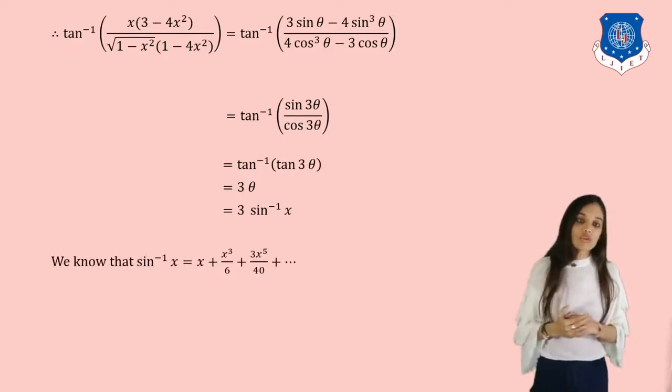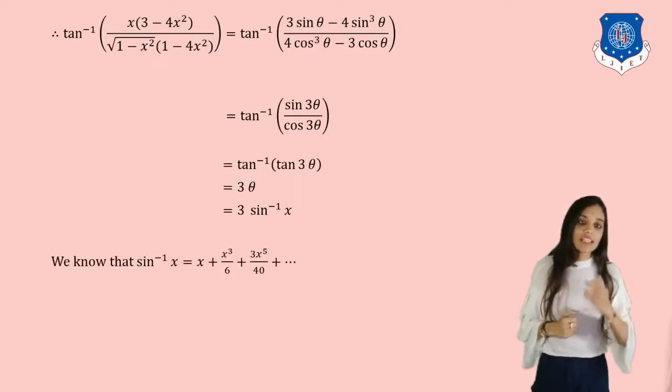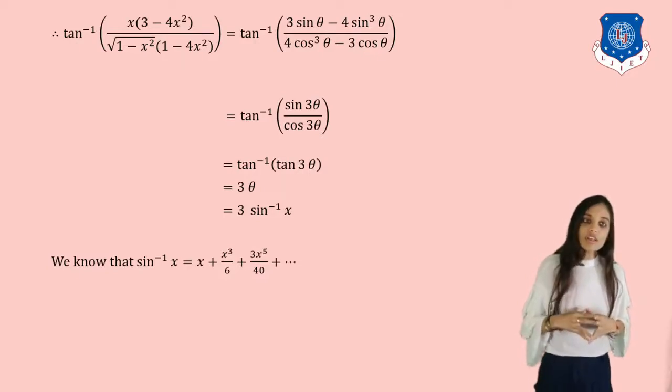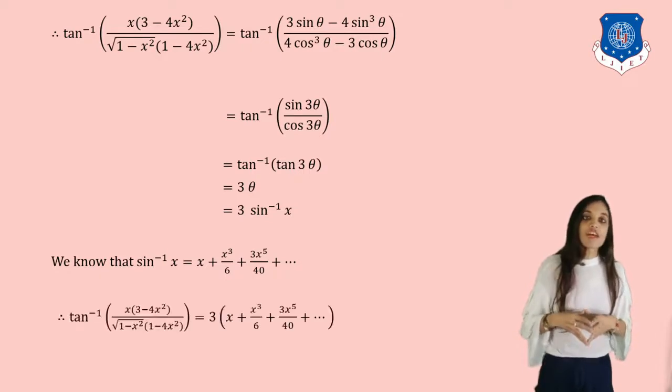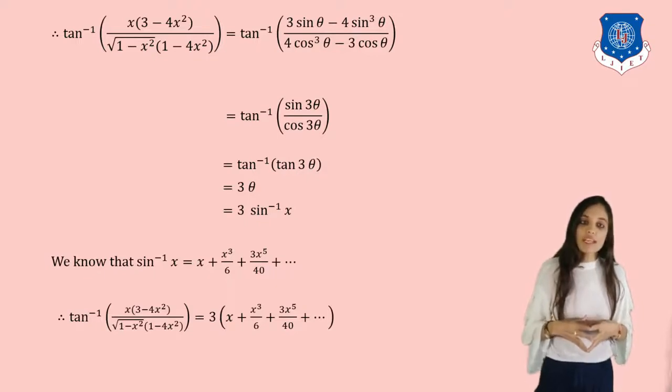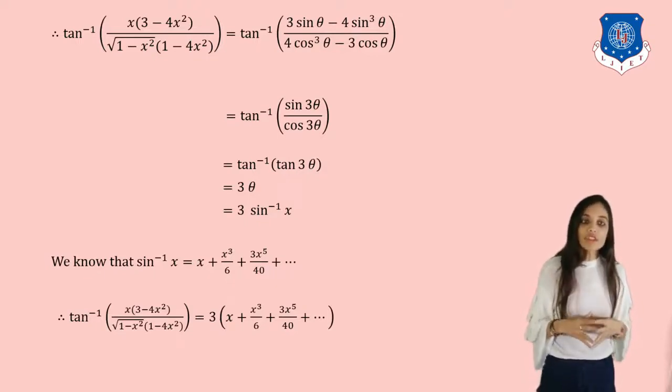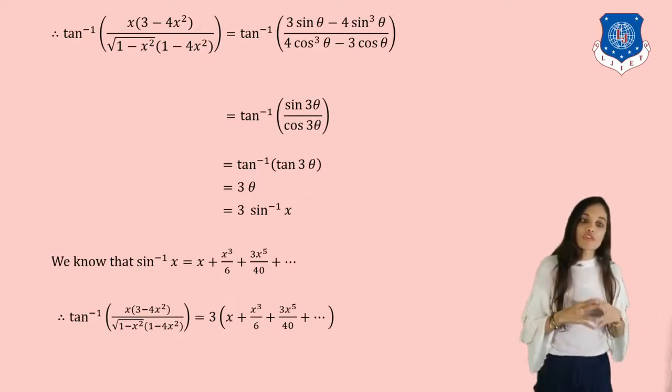Now we all know the formula of sin inverse x, that is x plus x cube by 6 plus 3 upon 40 x raised to 5 plus and so on. So on replacing this series, we have proved that tan inverse of x into 3 minus 4 x square upon square root 1 minus x square into 1 minus 4 x square is equal to 3 times x plus x cube by 6 plus 3 upon 40 x raised to 5 and so on.